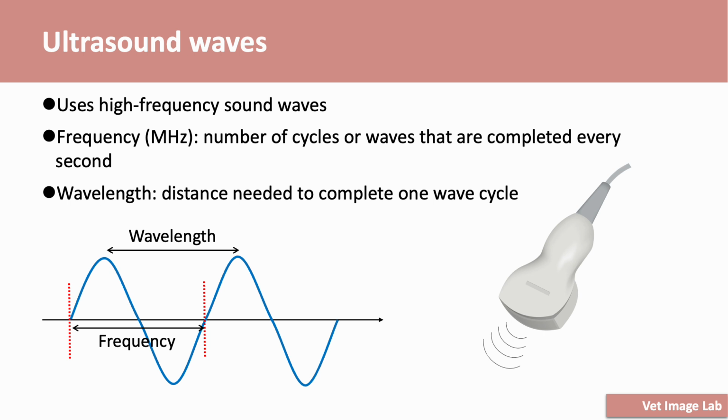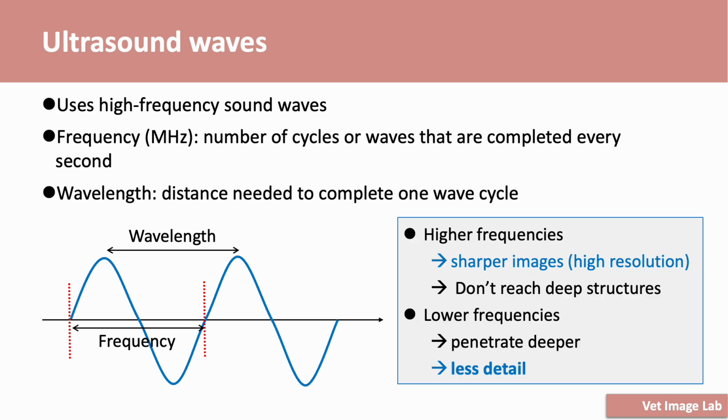The high-frequency sound waves are usually measured in megahertz. The frequency of these waves determines how detailed the image will be and how deeply it can penetrate the body. Higher frequencies give sharper images but don't reach deep structures, while lower frequencies penetrate deeper but with less detail.